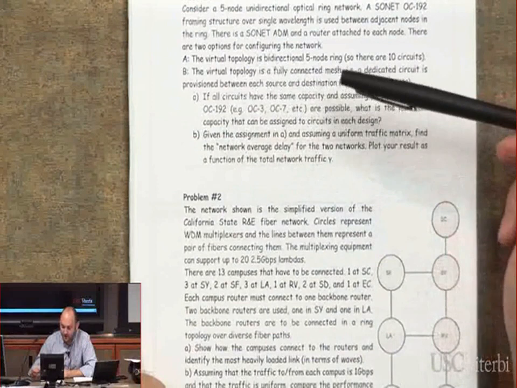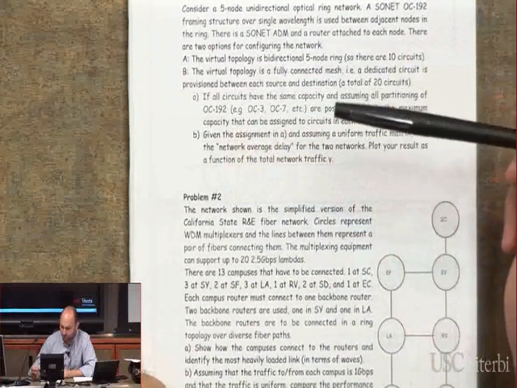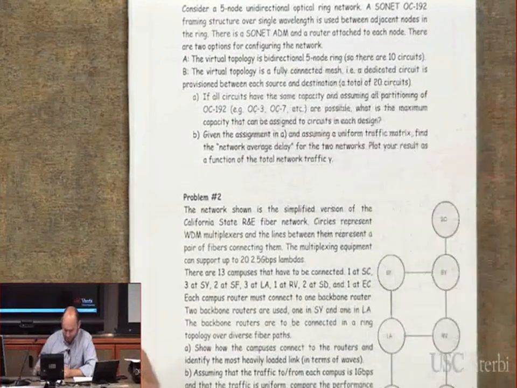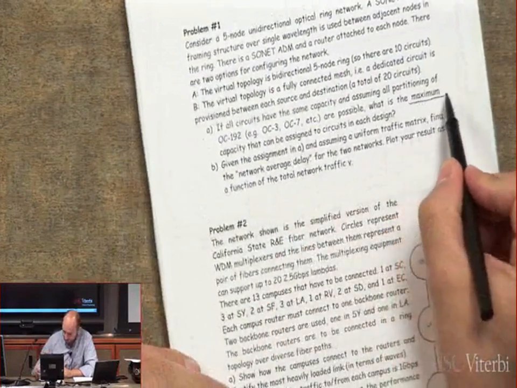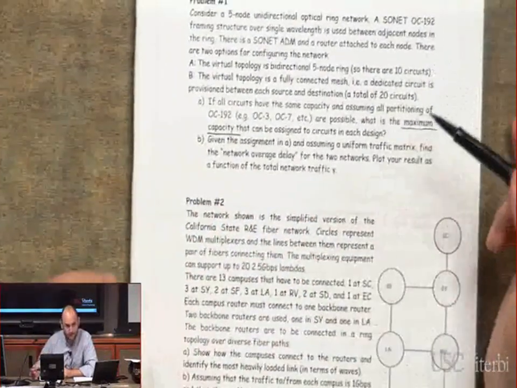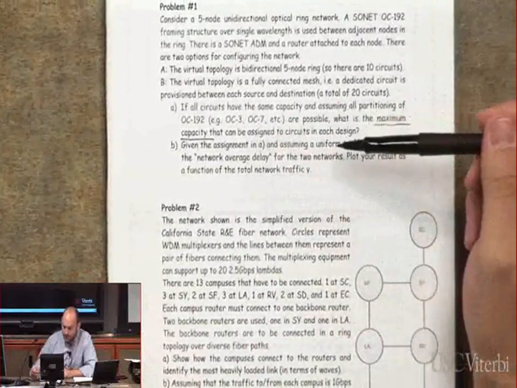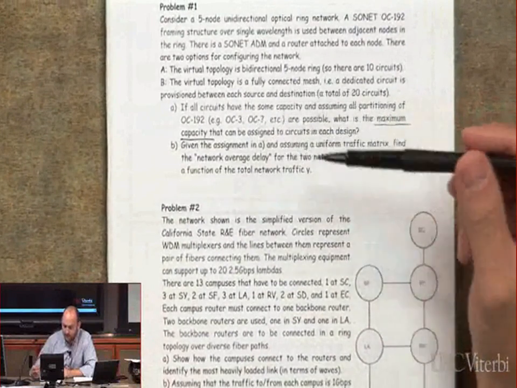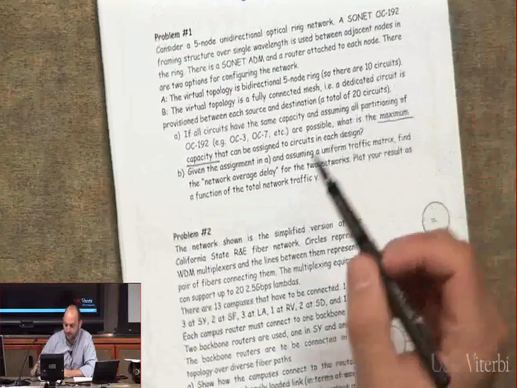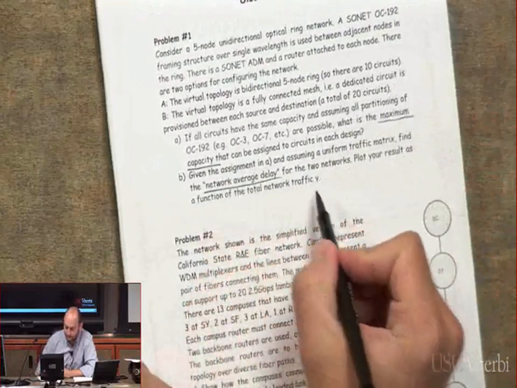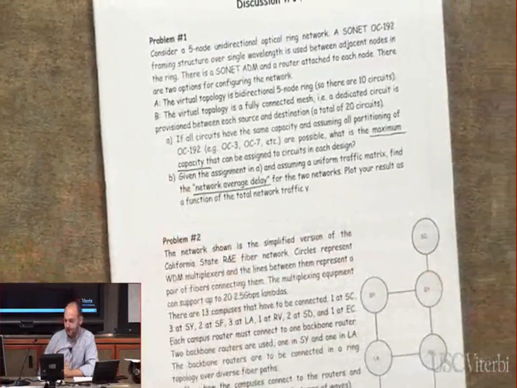If all circuits have the same capacity and assuming all partitioning of OC192 is possible, what is the maximum capacity that can be assigned to circuits in its design? So the first thing we need to find is the maximum capacity. Okay. The second is, given the assignment in part A and assuming a uniform traffic matrix, find the network average delay for the two networks. Plot your results as a function of the total network traffic gamma, or the external traffic, right? Okay, do we understand the question?